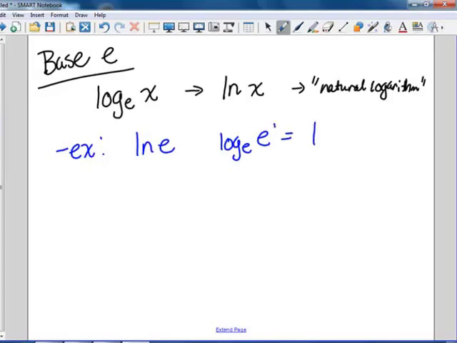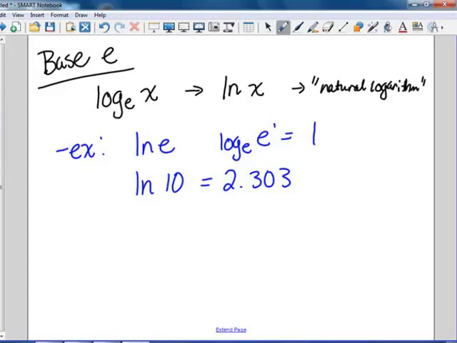In your calculator, if you hit natural log and then the e button, it'll say 1. How about natural log of 10? Again, try this out in your calculator. Natural log of 10 is going to be 2.303, rounded to 3 decimal places. And remember that e is just 2.718. It's kind of like pi is 3.14. e is 2.718. It's just a number.